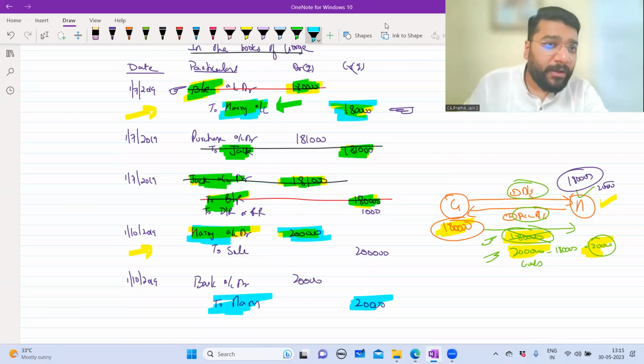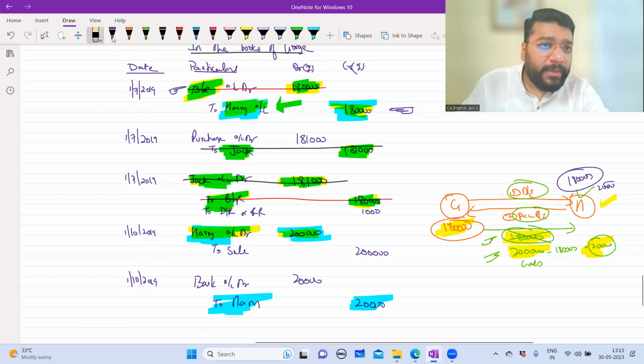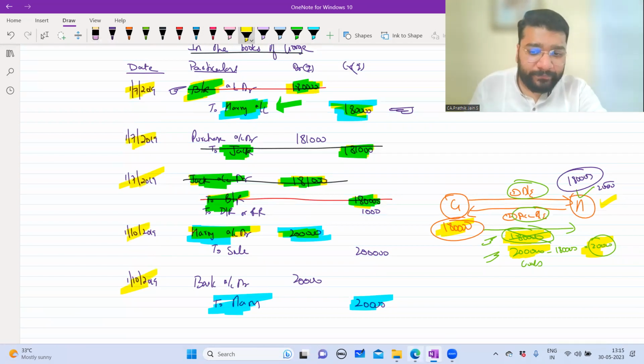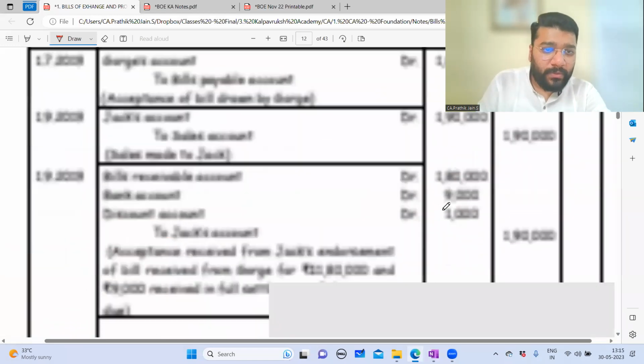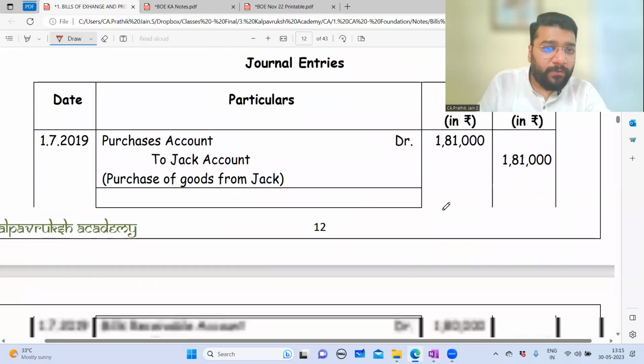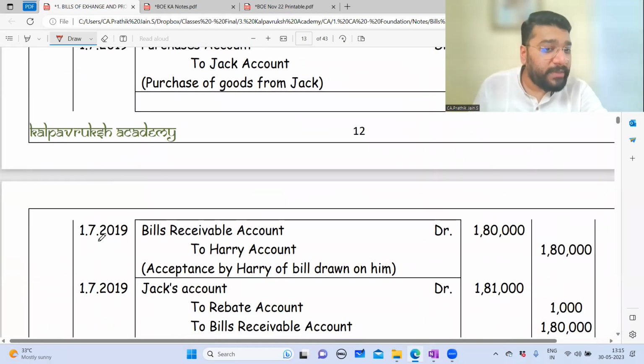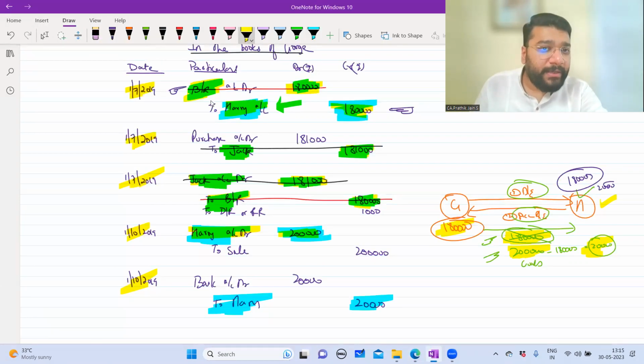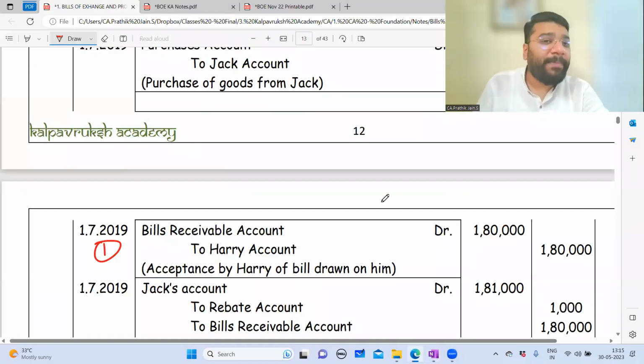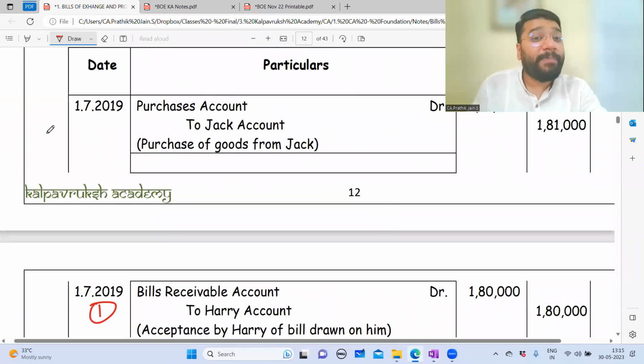So how many entries in total did we record? Textbook, can you please match and tell me? 1, 2, 3, 4, 5. In the books of Gorgi, first they record the purchase entry. That is wrong. Actually, first is the bills receivable entry. This is the first entry: bills receivable to Harry. Then only is the purchase happening. No, first the bill is executed, then only the purchase from Jack is happening.